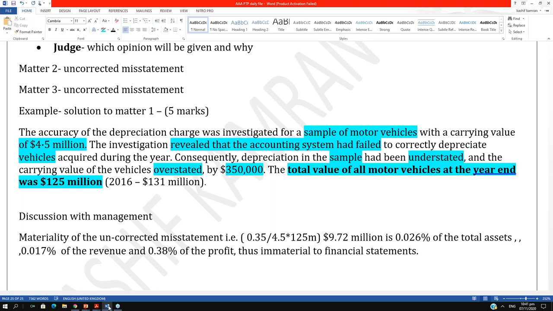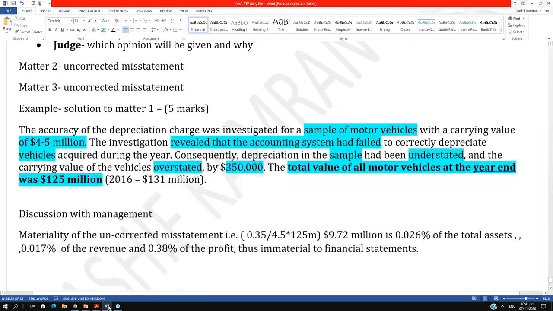So have we concluded on the materiality of the uncorrected misstatement, the extrapolated misstatement, right? Whenever we investigate a sample, we extrapolate the sample to the overall population. So the uncorrected misstatement is immaterial to the financial statement, right? So will we get 1 mark for that? Full stop. Will we discuss with the management that even though the extrapolation is immaterial to the financial statement, the first thing is materiality.